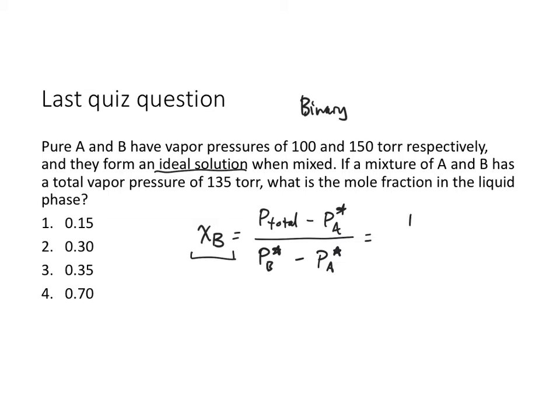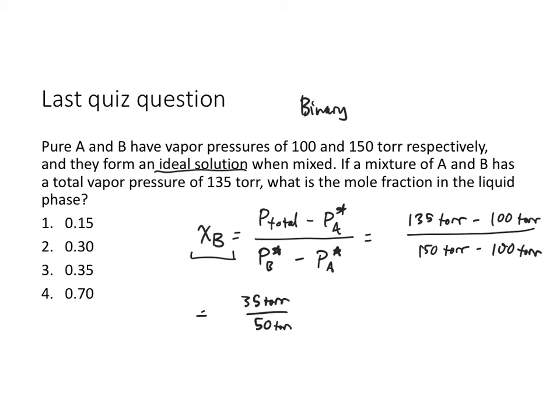Okay, let's plug in our answer here. 135 torr minus 100 torr, divided by 150 torr minus 100 torr. So what does that equal? That's going to give us 35 torr divided by 50 torr, which is just 0.7. So therefore, the correct answer is 0.7 for the mole fraction.